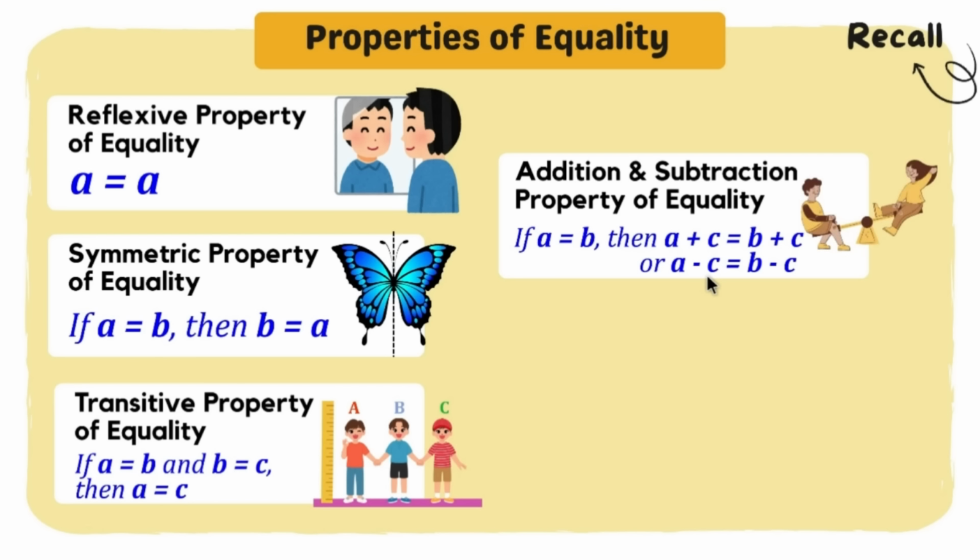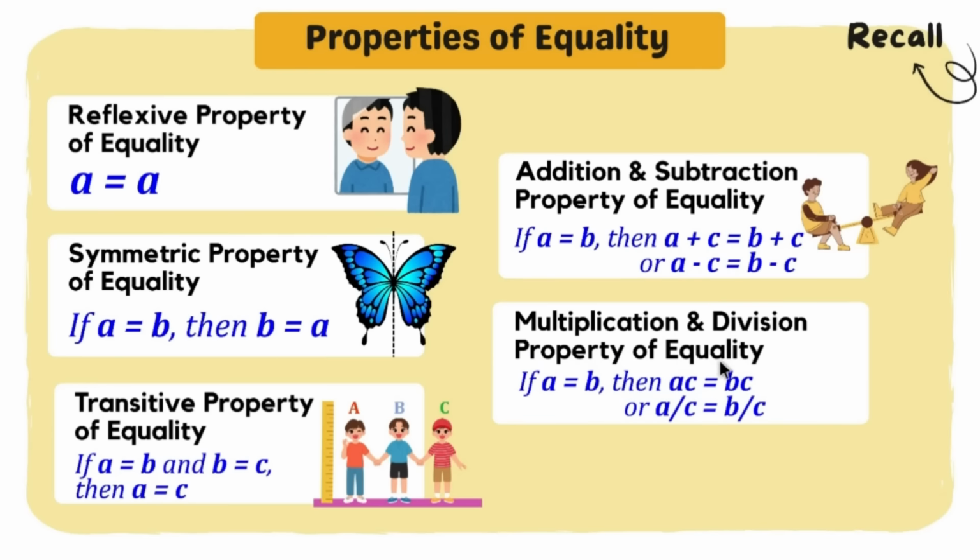Alright, next, parang illustration lang po natin is parang kumbaga sa isang seesaw, if we have one person on the left side and then one person on the right side, pag nagdagdag ka ng isa pang person sa left, dapat magdagdag ka rin ng isa pa sa right para maging balance sila.